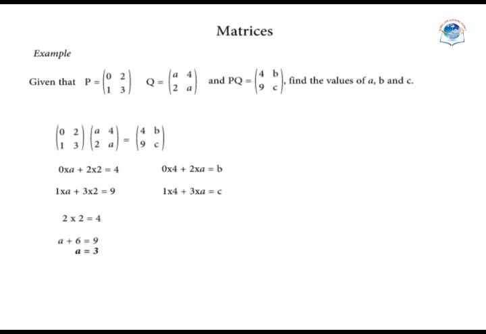The third one, 0 times 4 is 0, and then 2 times A is equal to B. Substituting that in the equation we've just left, 2 times A is equal to B, and therefore B is equal to 6. And lastly, 1 times 4 is 4, plus 3 times A is 3A is equal to C. 4 plus 3A is equal to C, and we already have the value of A. So 4 plus 3 times 3 is equal to C, and C is 13.